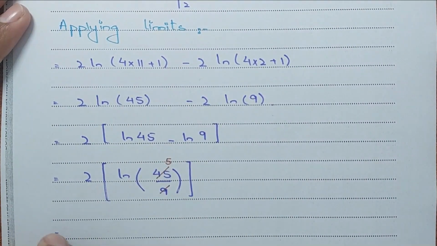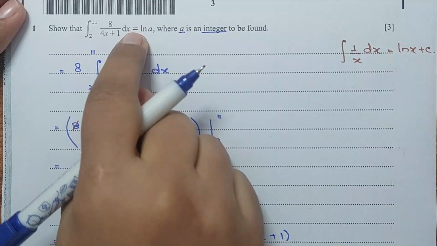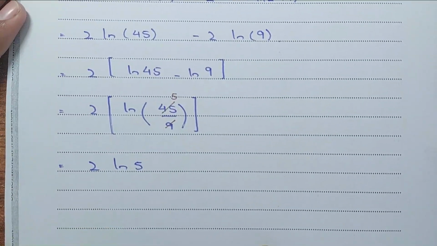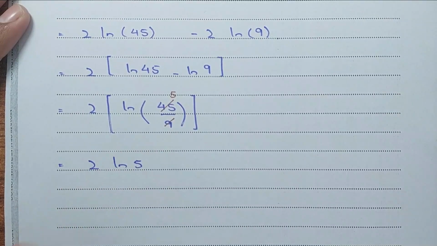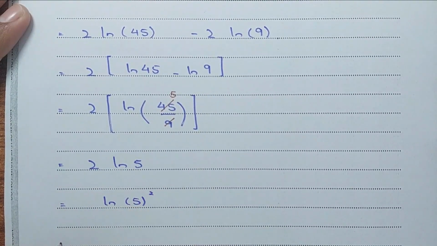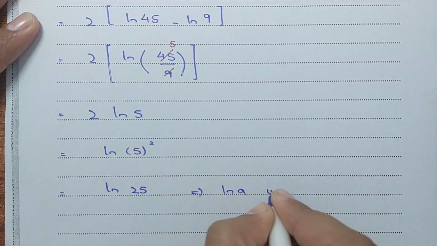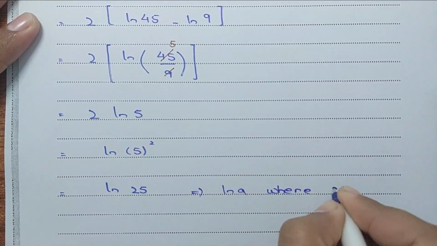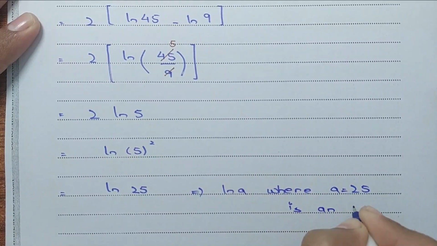Okay, so this becomes 2 natural log of 5, but we need to write the answer as a single natural log of A. There is no constant multiplying the natural log, so you have to shift the number which is multiplying before the log to the power. So this is natural log 5 to the power 2. So this is natural log of 5 squared, which is 25. Now this is in the form of natural log of A, where A equals 25 is an integer.